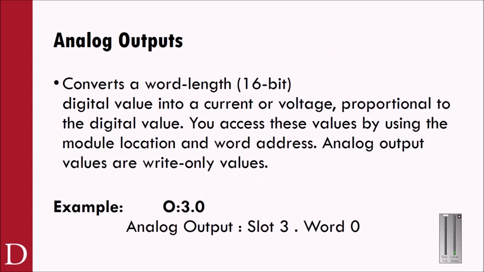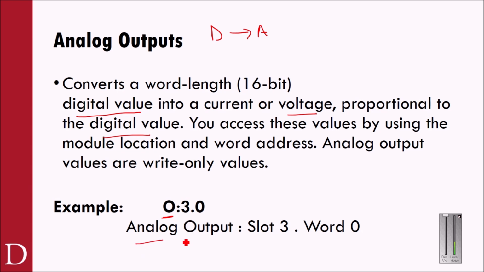So the analog output converts a word length 16-bit digital value. So again, this is a D to A conversion, okay, into a current or voltage proportional to that digital value. You access these values using the module location and the word address. So now, same thing as what we just did, but now we're talking about an output.